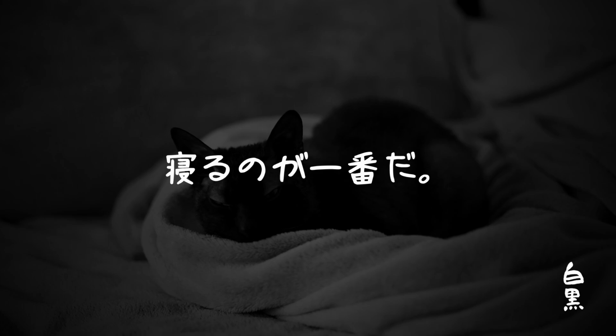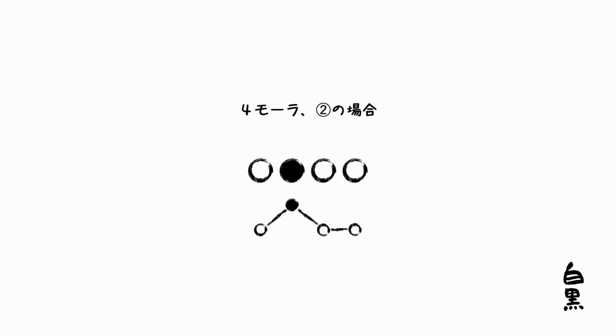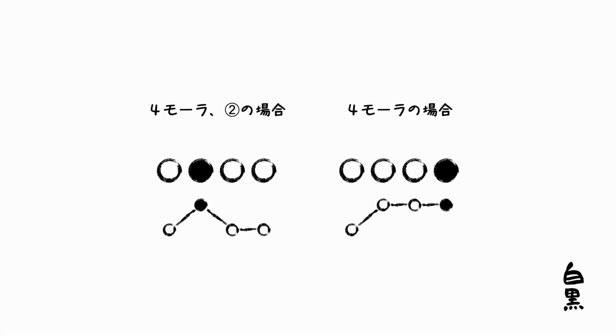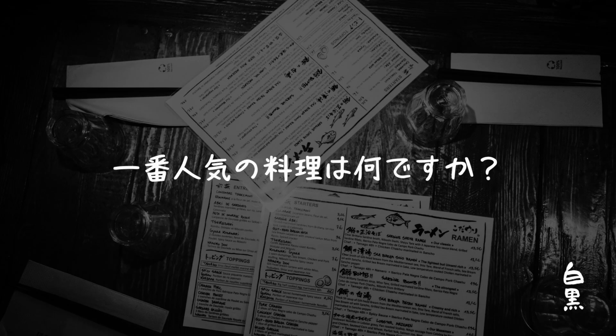However, there's an important but here. When used as adverbs, some pattern C and pattern D nouns will shift to pattern A. And the word 一番 happens to be one of the examples. Like in this sentence, how should it sound? Yes, it's 一番人気の料理は何ですか?